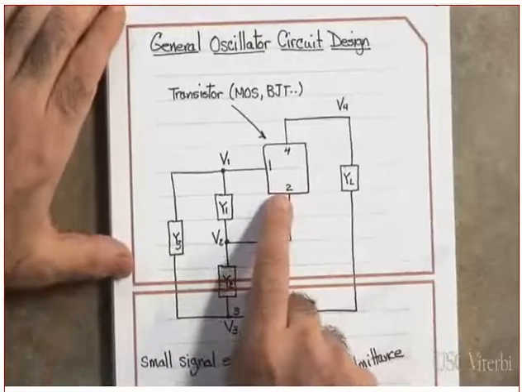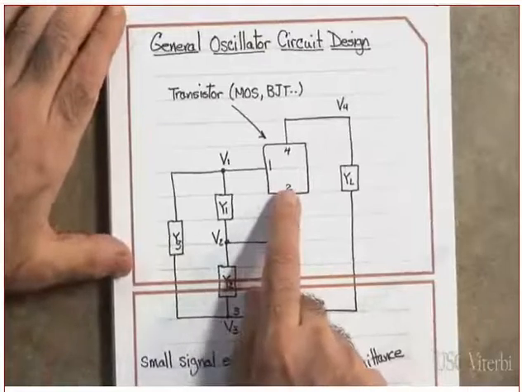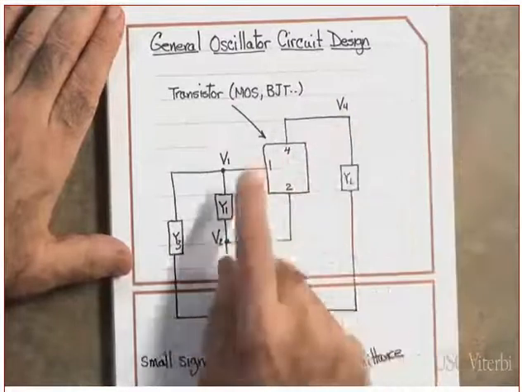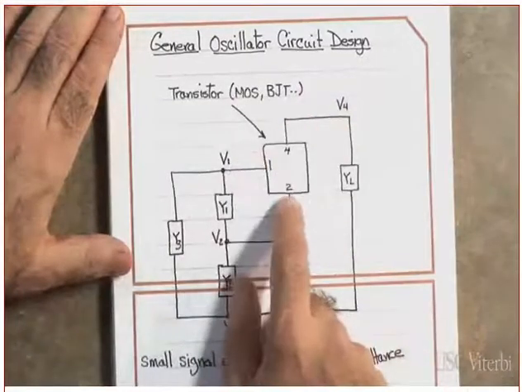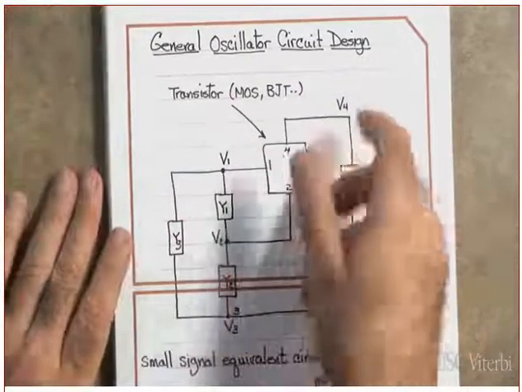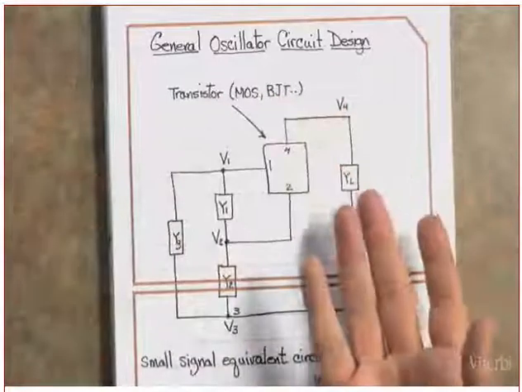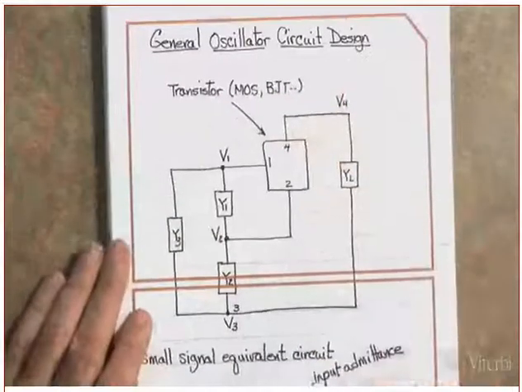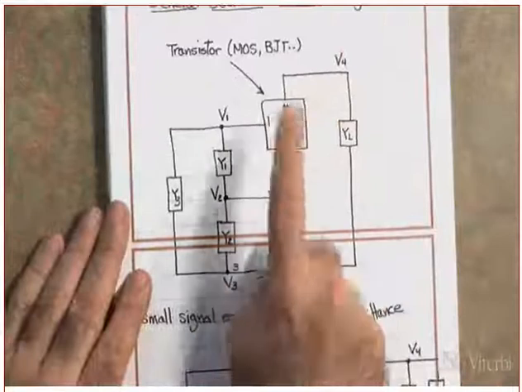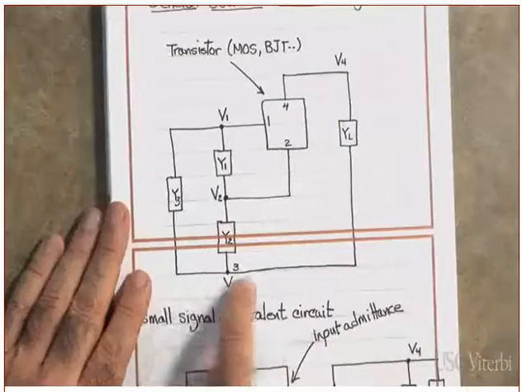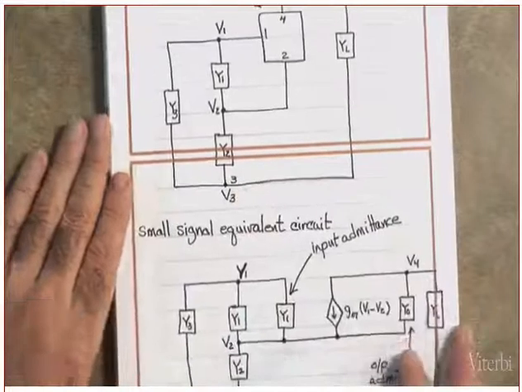I have a 3-port device. Why is it a 3-port? For example, if we are using a MOS, then it's a gate, a drain, and the source. Could I use them differently? This is just a model. Did you get this or not? Okay. So I have 1, 2, and I put the 3 here. This is the 3. Clear? This port is 3.